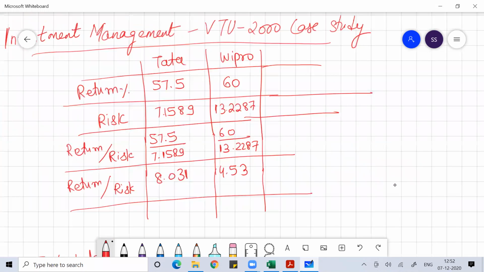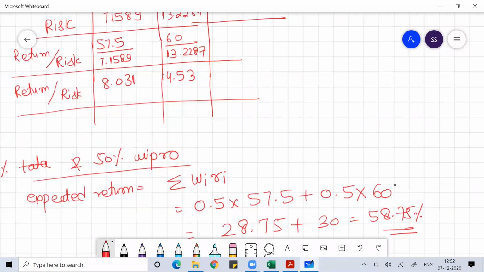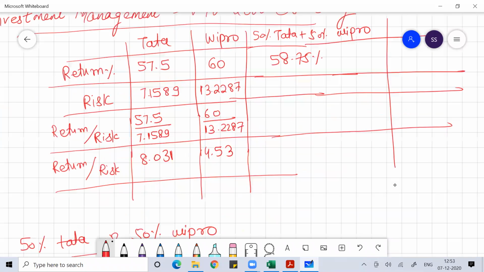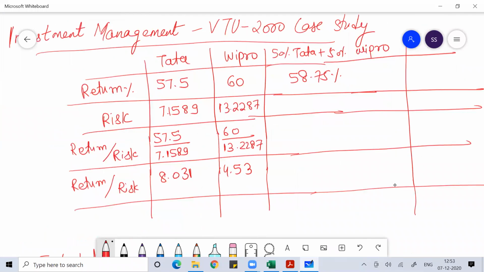58.75. If I put 50% of money in Tata and 50% of money in Wipro, then my expected return is 58.75%.